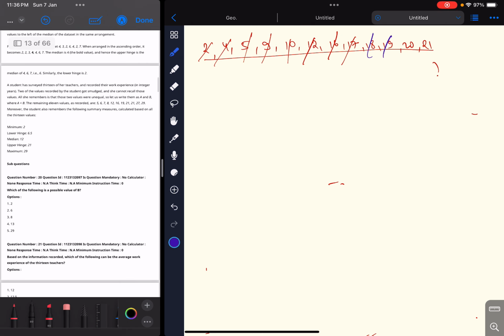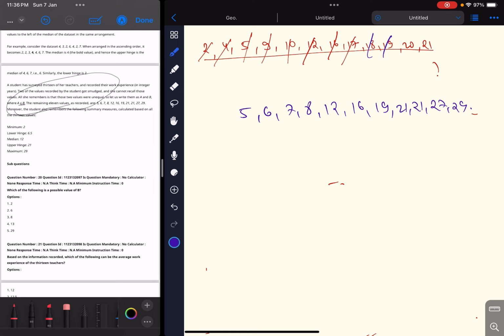Very good one, okay. So let us write the set of data first. 5 6 7 8 12 16 19 21 21 27 29, okay. So we have basically two values, a and b, that are missing, okay. Lower hinge and upper hinge, everything is given over here. Read over here what it means, okay.